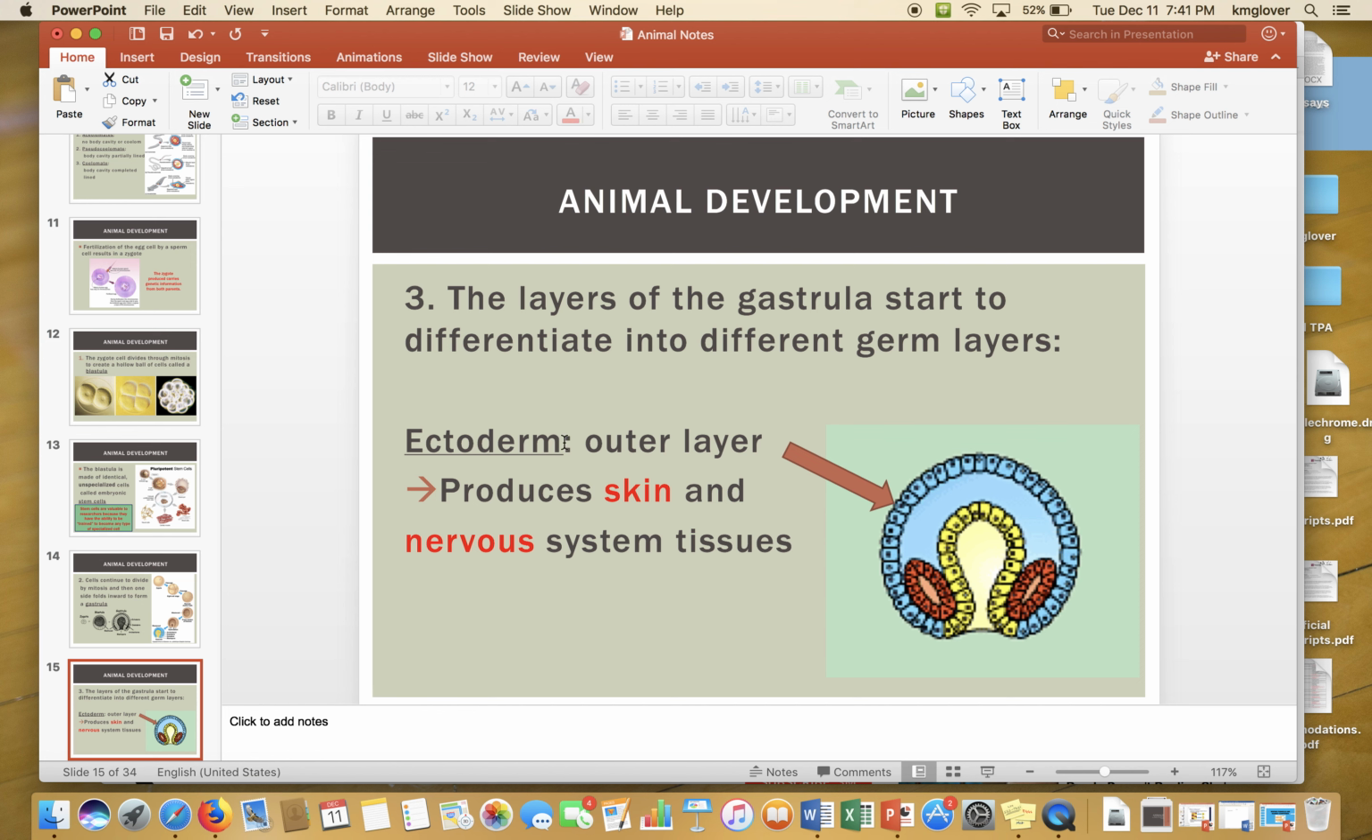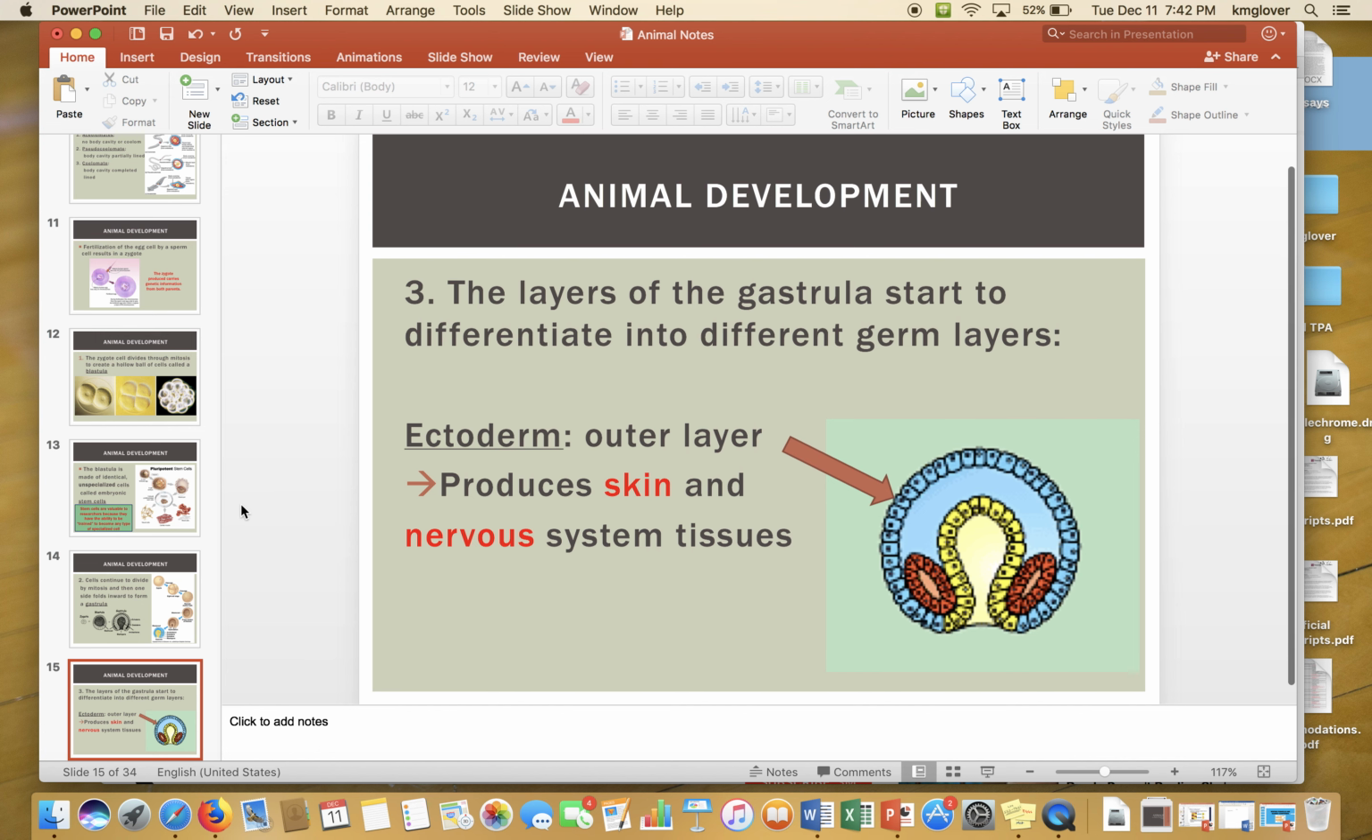So first you have the ectoderm. Ecto means outside. This is your outer layer, and part of you that is outside is your skin. So when these cells start differentiating, they're going to become skin cells and nerve cells. This ectoderm is going to form your skin and your nervous system. Make sure that you have taken an arrow and labeled on your sheet the ectoderm, and you also put on your sheet: ectoderm, outer layer that produces skin and nervous system tissues. Okay, so that's the ectoderm.